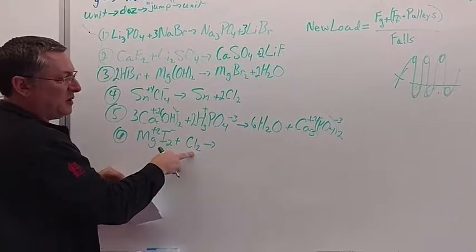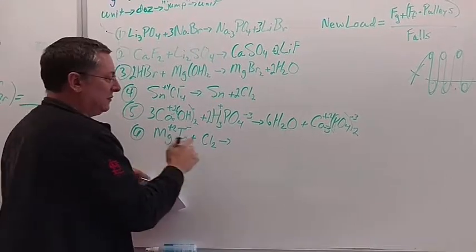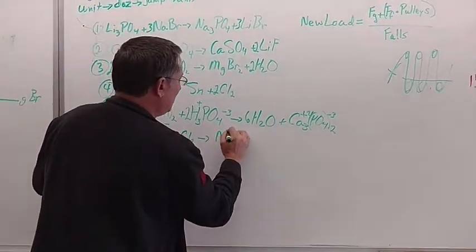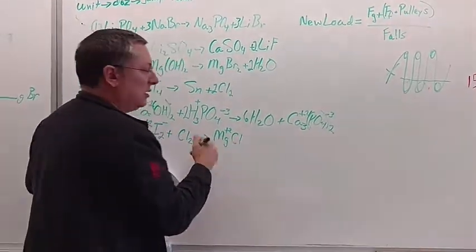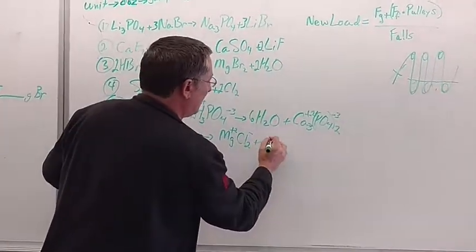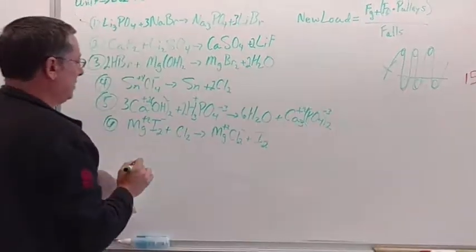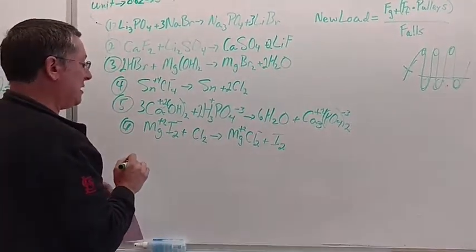Well, the chlorine does like to be -1, so it could replace this negative here and grab onto the positive. So let's do that. Mg, we said is +2, and chlorine, when it's an ion, is -1. So again, we'll need 2 of those. And iodine, when it comes off, and it's by itself, is also in our diatomic group, so it's in pairs. Actually, that self-balances, and we're done already.